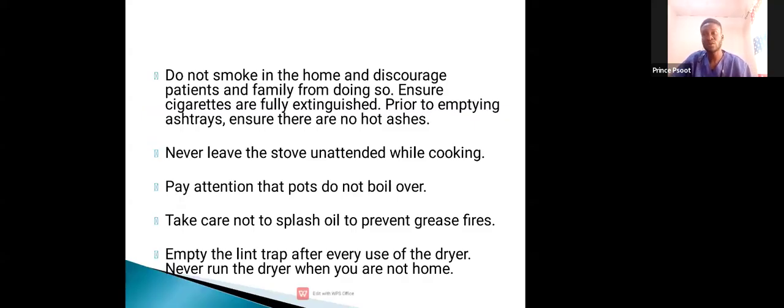Do not smoke in the home and discourage patients and family from doing so. Don't smoke in the home as a nurse, or rather as a home health aide, as a personal care aide, as a health practitioner. Don't smoke in the home or wherever the patients are, and you also discourage them from smoking. So you ensure that cigarettes are fully extinguished prior to emptying the ashtrays, and ensure there are no hot ashes.